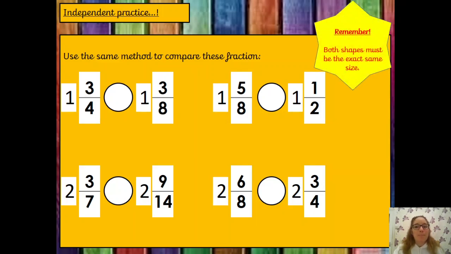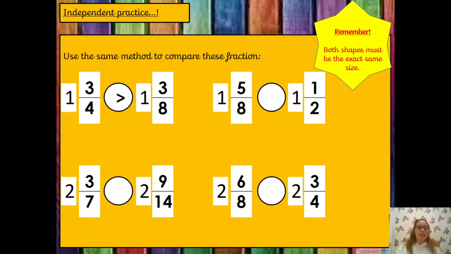Okay, remember that both shapes, if you're drawing a bar model, must be the exact same size. It's so important. You're just dividing it into different amounts dependent on the denominator. So pause the video, come back when you're ready.